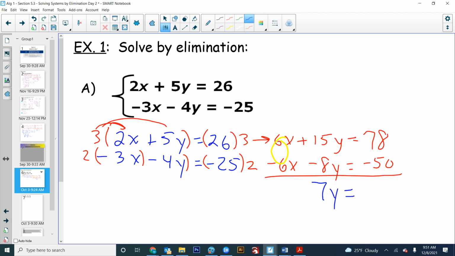Guys, what's 15 minus 8? What's 78 minus 50? Liv, what do I do now? Nice, Liv. She's back with us, everybody. What's 28 divided by 7? There you go.